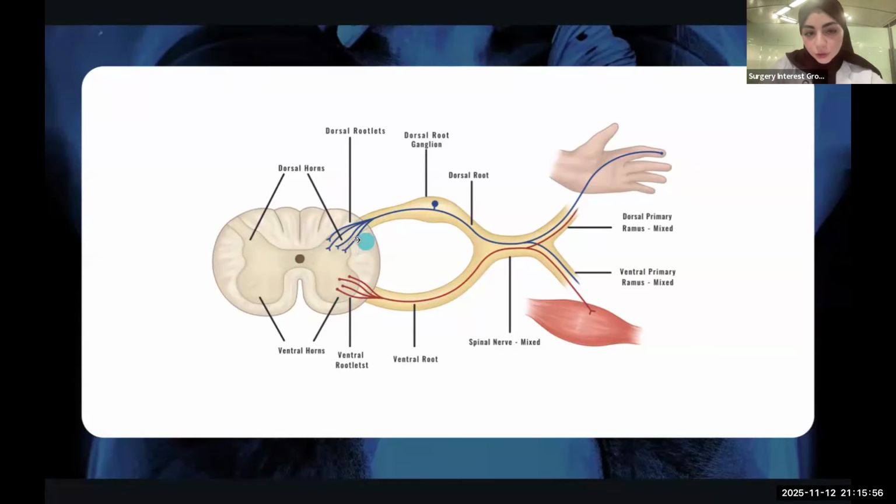Now, the thing about these horns is that they're gray matter. Gray matter is made up of, again, what is it made up of? Which part of the neuron?